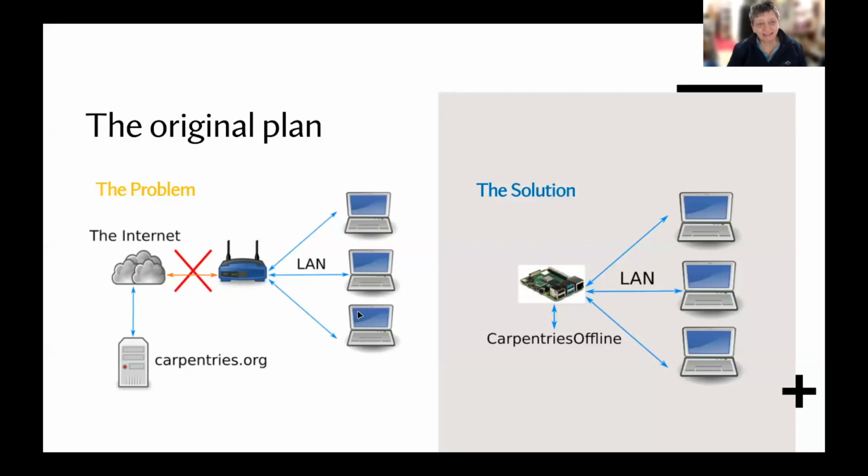So of course the original plan was that we were looking at the problem: if there's no internet connectivity during a Carpentries workshop, how can we address that problem? And the solution that we came up with, during an SSI Collaborations Workshop, was to use a Raspberry Pi and set that up as an access point to which all the learners can then connect and get the learning materials. And also the instructor would then have all the materials available to present the workshop.